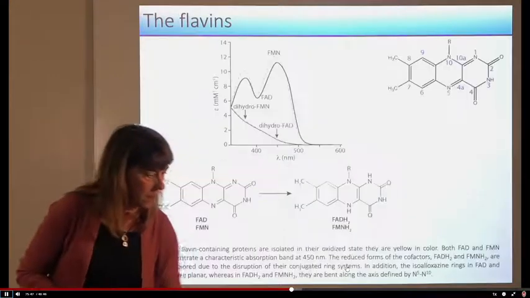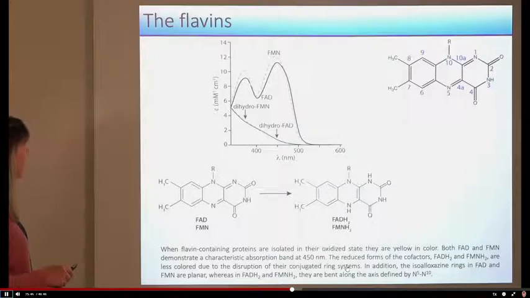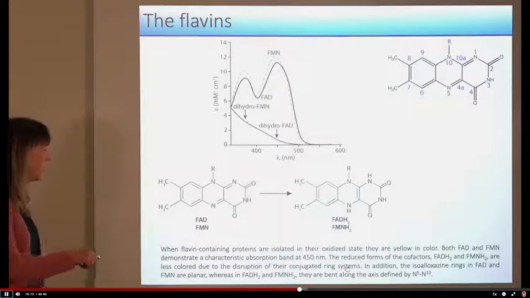The flavins, in terms of their spectra, what you see is FMN and FAD have a number of absorbance maxima here, and in particular there's one at 450. But when this actually gets reduced, dihydro FMN and dihydro FAD, you can see the absorbance maximum goes down. So when flavin-containing proteins are isolated in their oxidized state, they're typically yellow in color. But once they get reduced, so they go from FAD to FADH2, that color tends to disappear, and that's because you've wrecked the conjugation here.